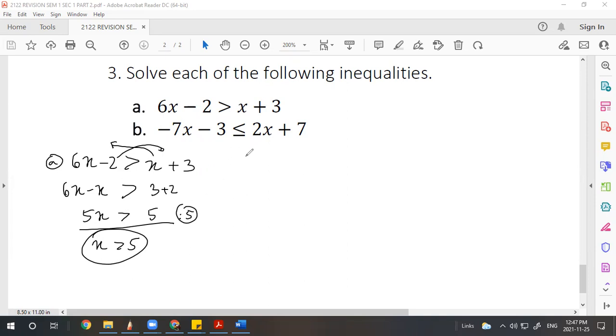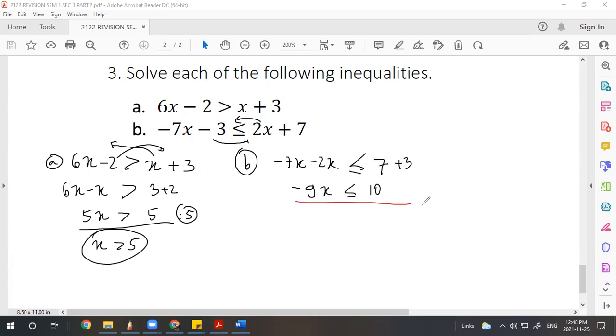Now, question B. You have to be very careful about the sign later on. So negative 7x, put the 2x to the left side, minus 2x. And on the right side, we have 7. Put the negative 3 to the right side, becomes plus 3. So negative 7x minus 2x is negative 9x, less than or equal to 10. And then be very careful about this. Why? Because you are dividing by a negative number, right? So division by a negative number means changing the inequality sign. Negative 10 over 9. We are all done.